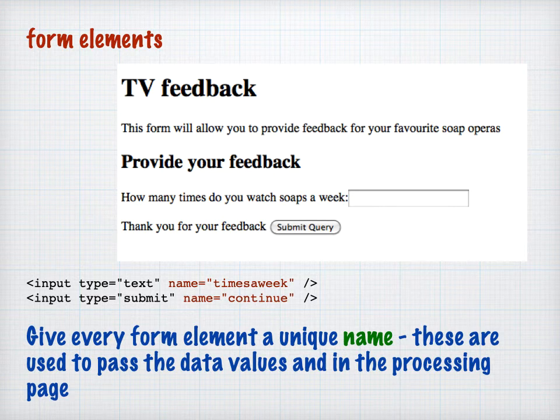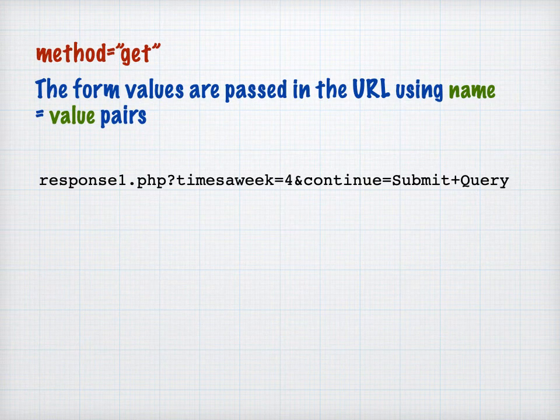And those are passed through in the URL using name value pairs. Again, this is something that you've probably seen but not really taken on board. So what you'll see is something that looks like this. Now, this looks quite complicated, but buried in here are a number of different things.